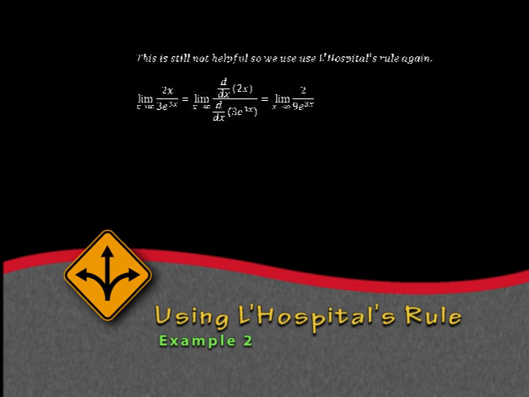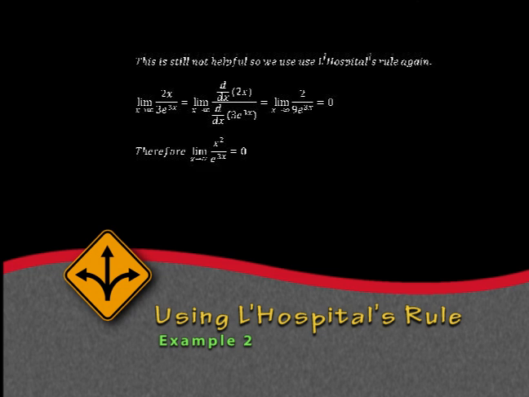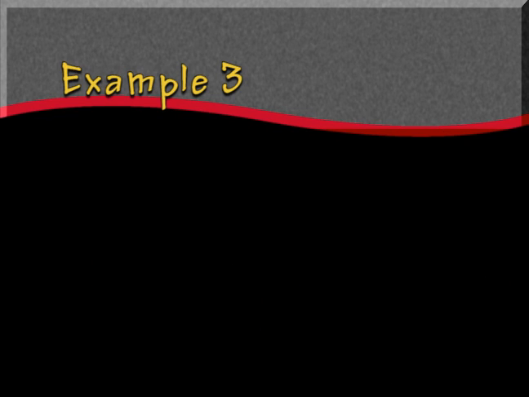Employing L'Hopital's rule a second time yields the limit of 2 divided by 9e to the 3x as x goes to infinity. Evaluating this limit yields a result of 0. Therefore the limit of x squared divided by e to the 3x as x goes to infinity is 0. A third example will illustrate a mistake commonly made by eager young calculus students.